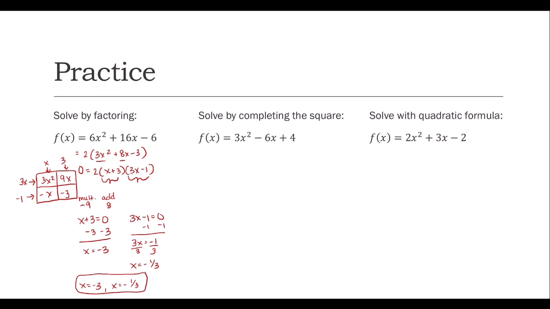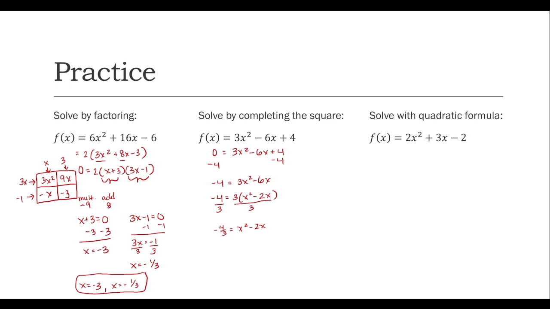For the second one, we're going to solve by completing the square. So we'll set it equal to 0. We'll subtract our c value from each side. So we get negative 4 equals 3x squared minus 6x. We'll pull our greatest common factor out of the right side. So we get negative 4 equals 3 times x squared minus 2x. Then we'll divide both sides by 3. So negative 4 thirds equals x squared minus 2x.